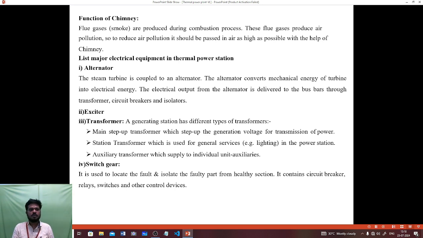Next, we are going to see about the function of a chimney. The flue gases like smoke are produced during the combustion process.